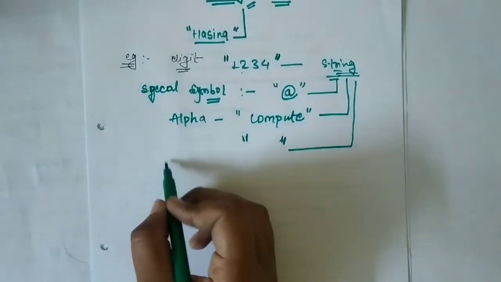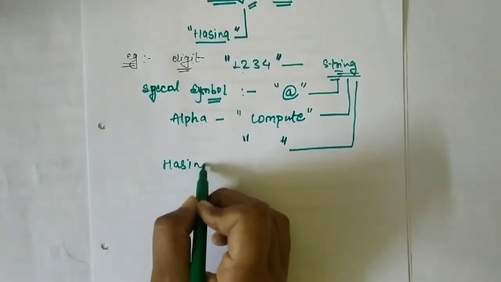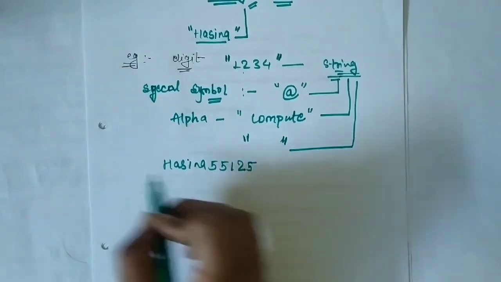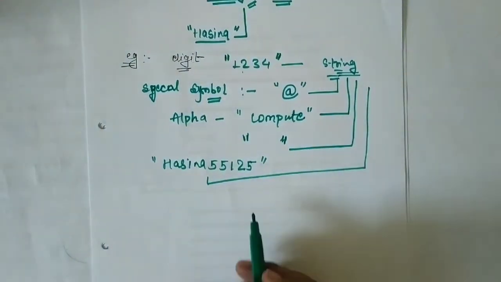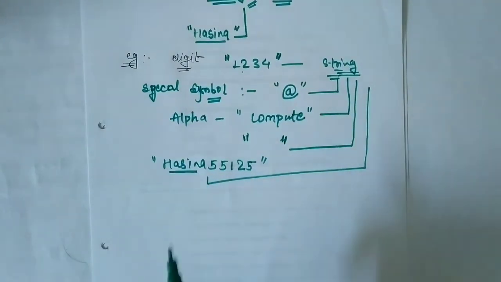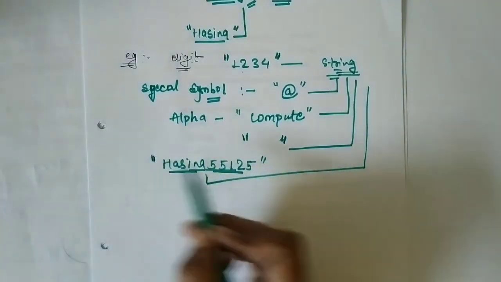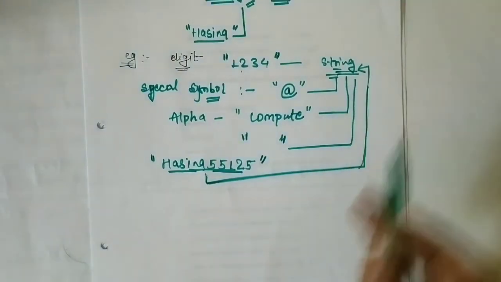When we write, suppose, my name and some number within double quotes, this is also a string. That means a combination of alphabets and numbers within double quotes is called a string.